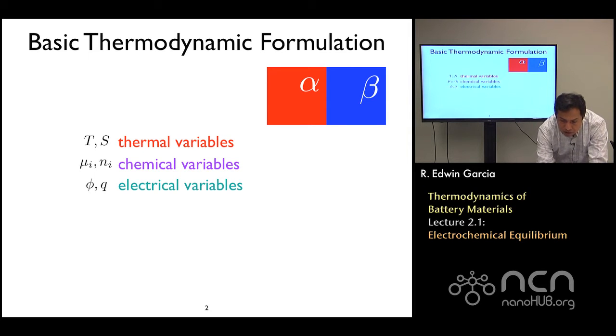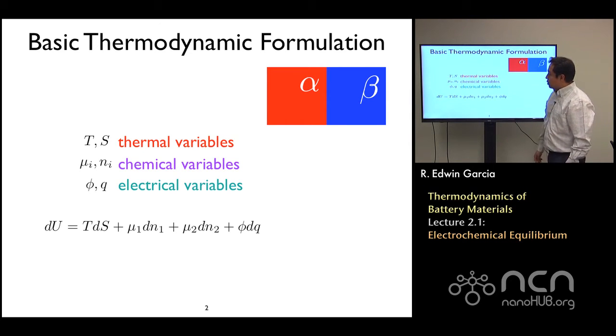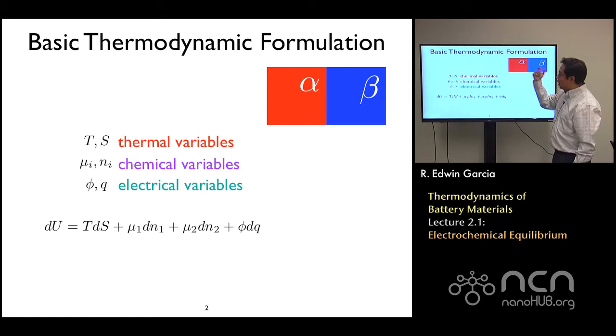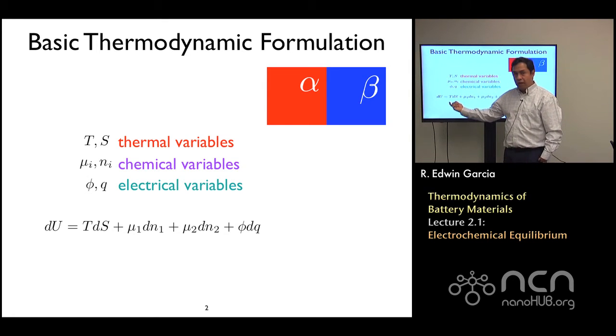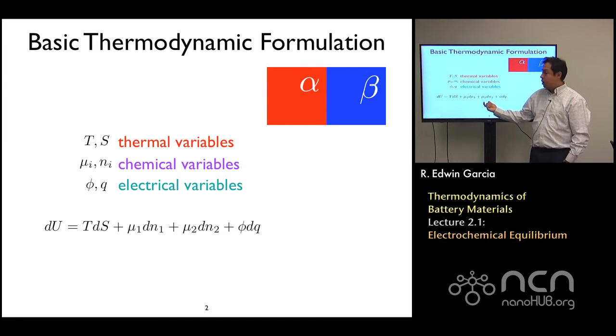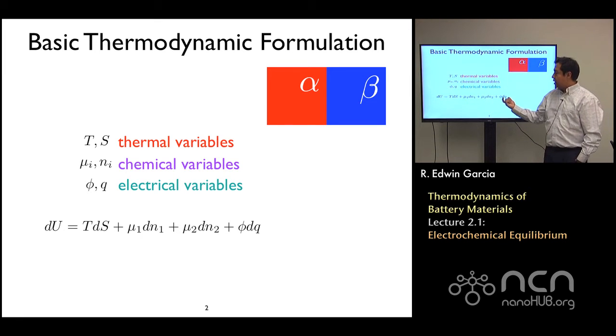Okay, and that is given by this equation. In this case, U corresponds to the internal energy of the system. And you can see that what we're saying here is that the internal energy stored in, say, phase alpha corresponds to the amount of heat exchanged with the surroundings, with how much amount of component 1 and component 2, and how that accounts for the chemical contributions and the electrical energy stored in that system.